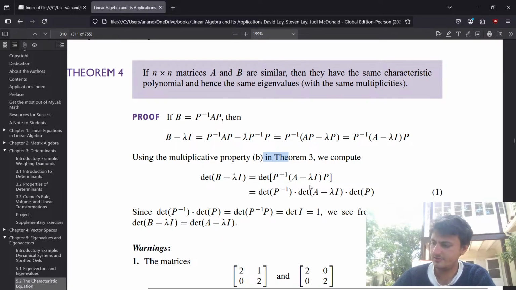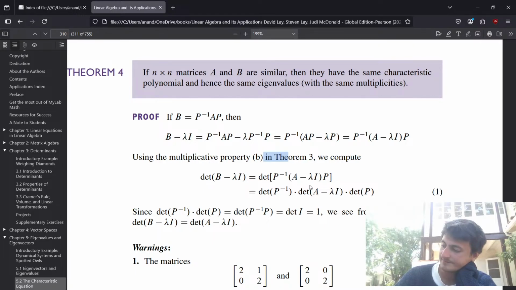so this is the proof that if A and B are similar, then they have the same characteristic polynomial.